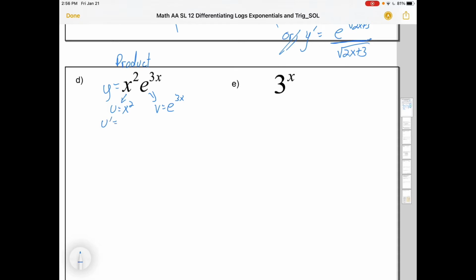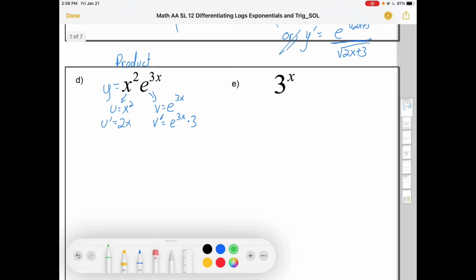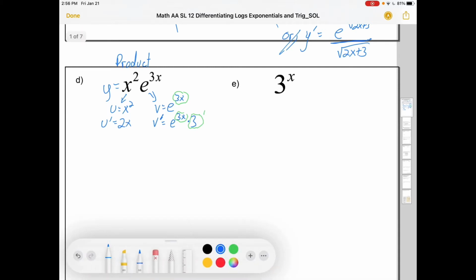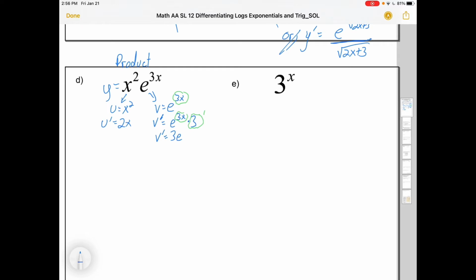so u prime is going to be 2x. That's just basic stuff there. And v prime is an actual exponential, so it's going to turn into e to the 3x times 3, right? Because it was e to the glob, so it becomes e to the glob times the derivative. Or v prime is equal to 3e to the 3x. And product rule is u prime v plus uv prime, or that's how I like to think of it anyways. So I have u prime v plus u v prime.